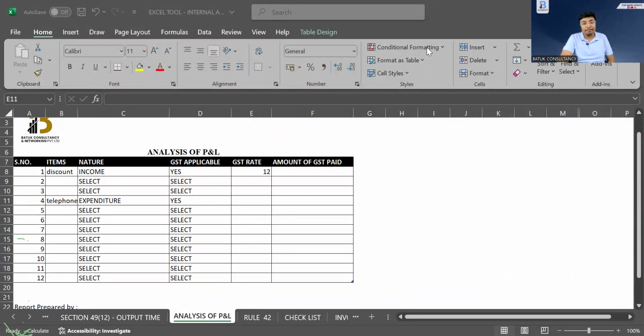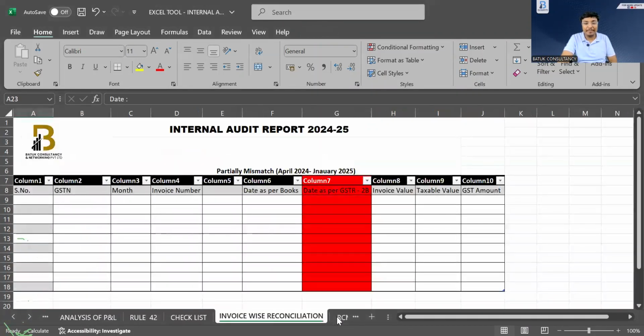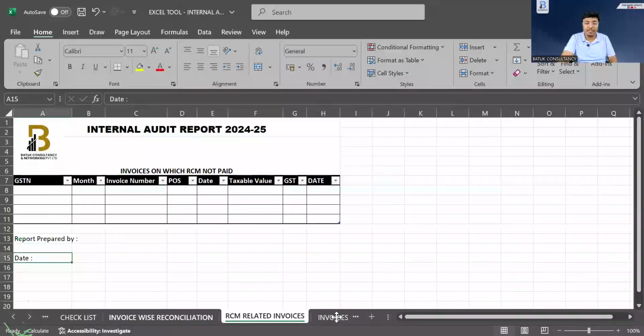Next slides we will discuss at the time of our hands-on. That will be a practical reconciliation of the invoices. Next slides we will discuss at the time of our hands-on, because these slides are completely based on reconciliation of invoices only.